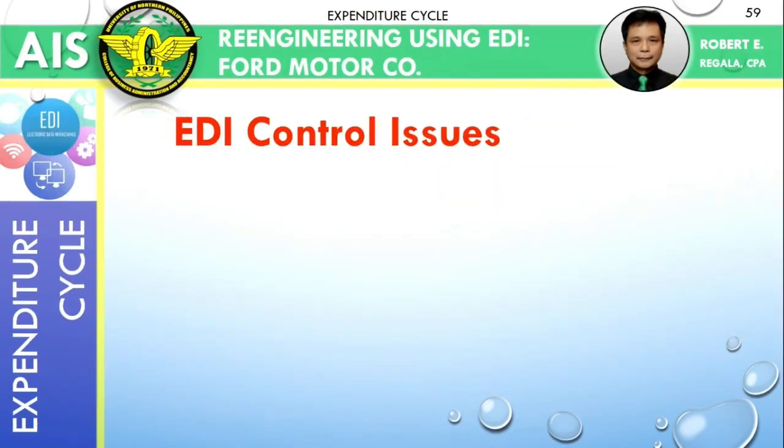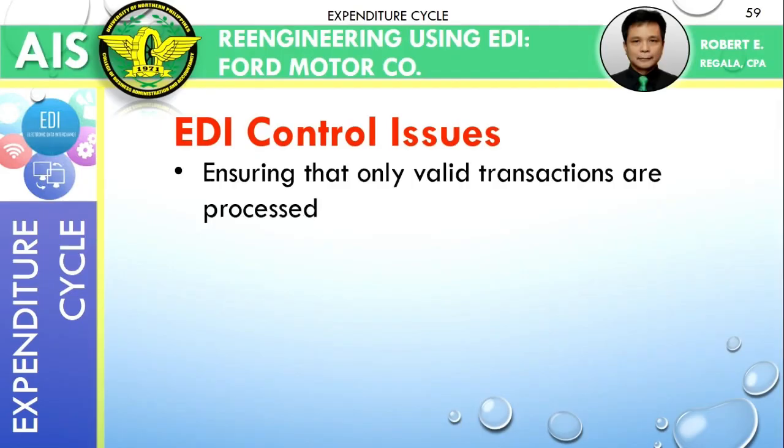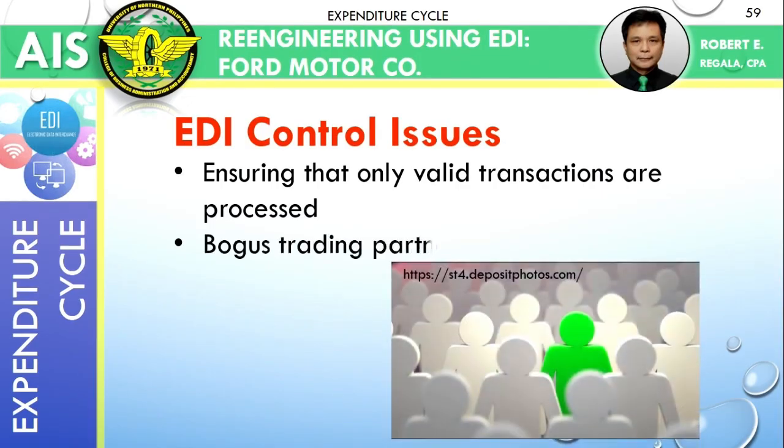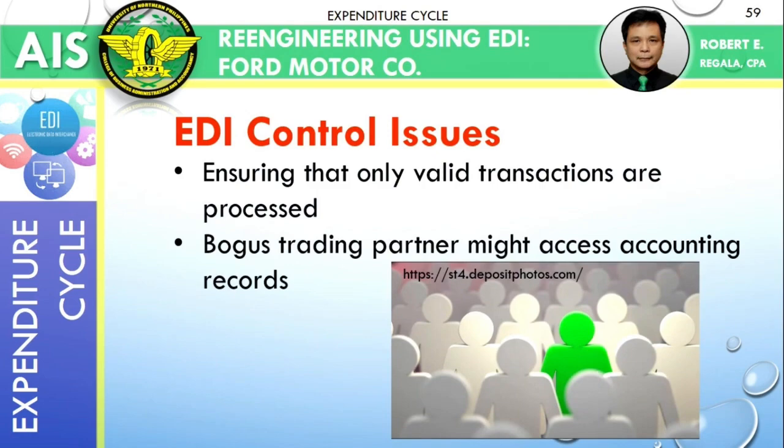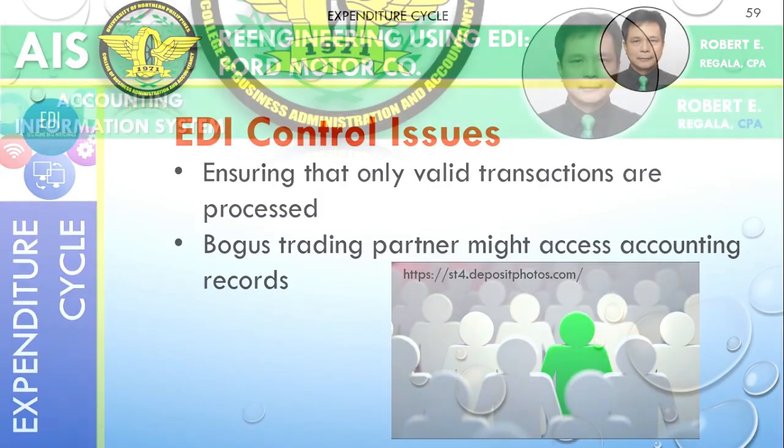EDI control issues. EDI poses unique risks for organizations that need to be recognized and controlled. One of them is ensuring that, in the absence of explicit authorization, only valid transactions are processed. Another risk is that a trading partner, or someone masquerading as a trading partner, will access the firm's accounting records in a way that is unauthorized by the trading partner agreement.